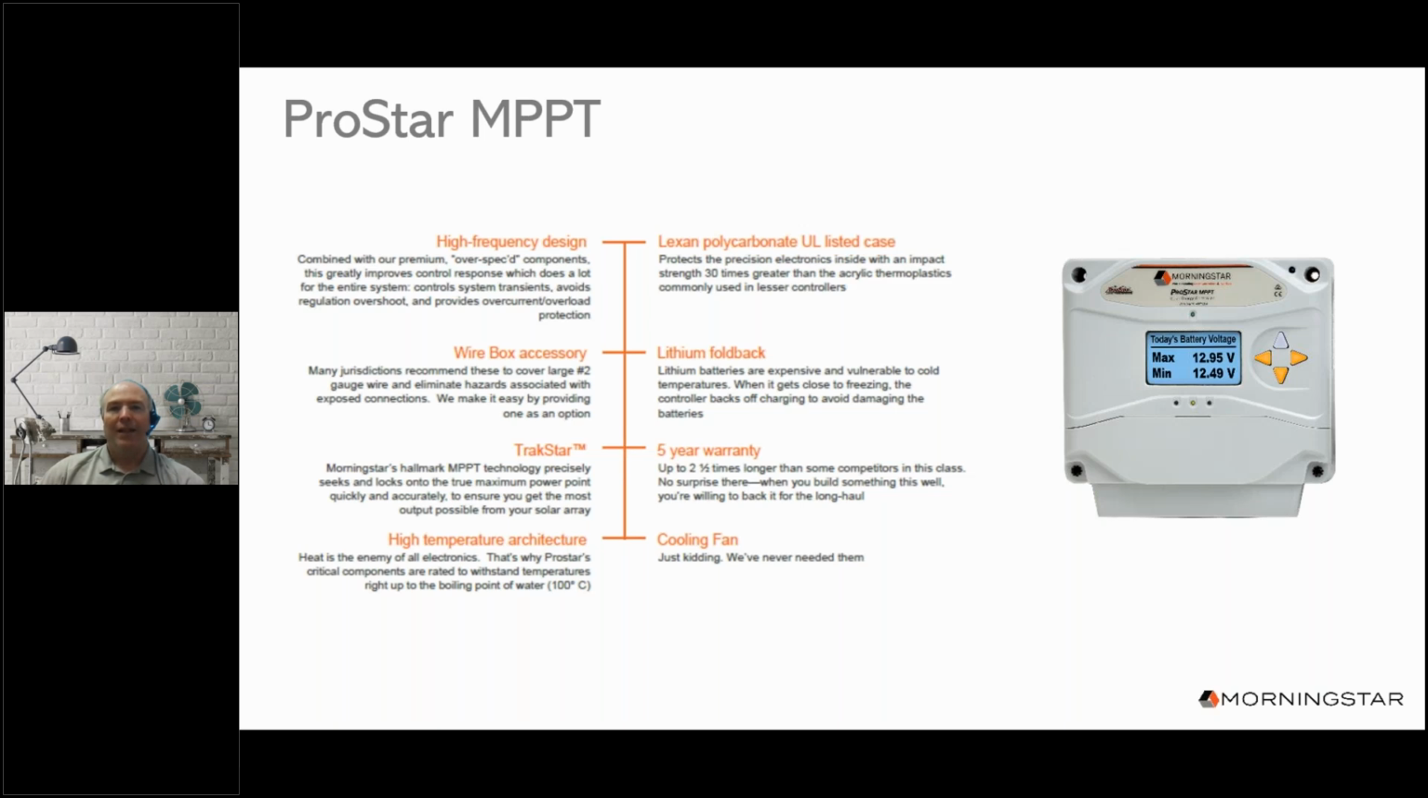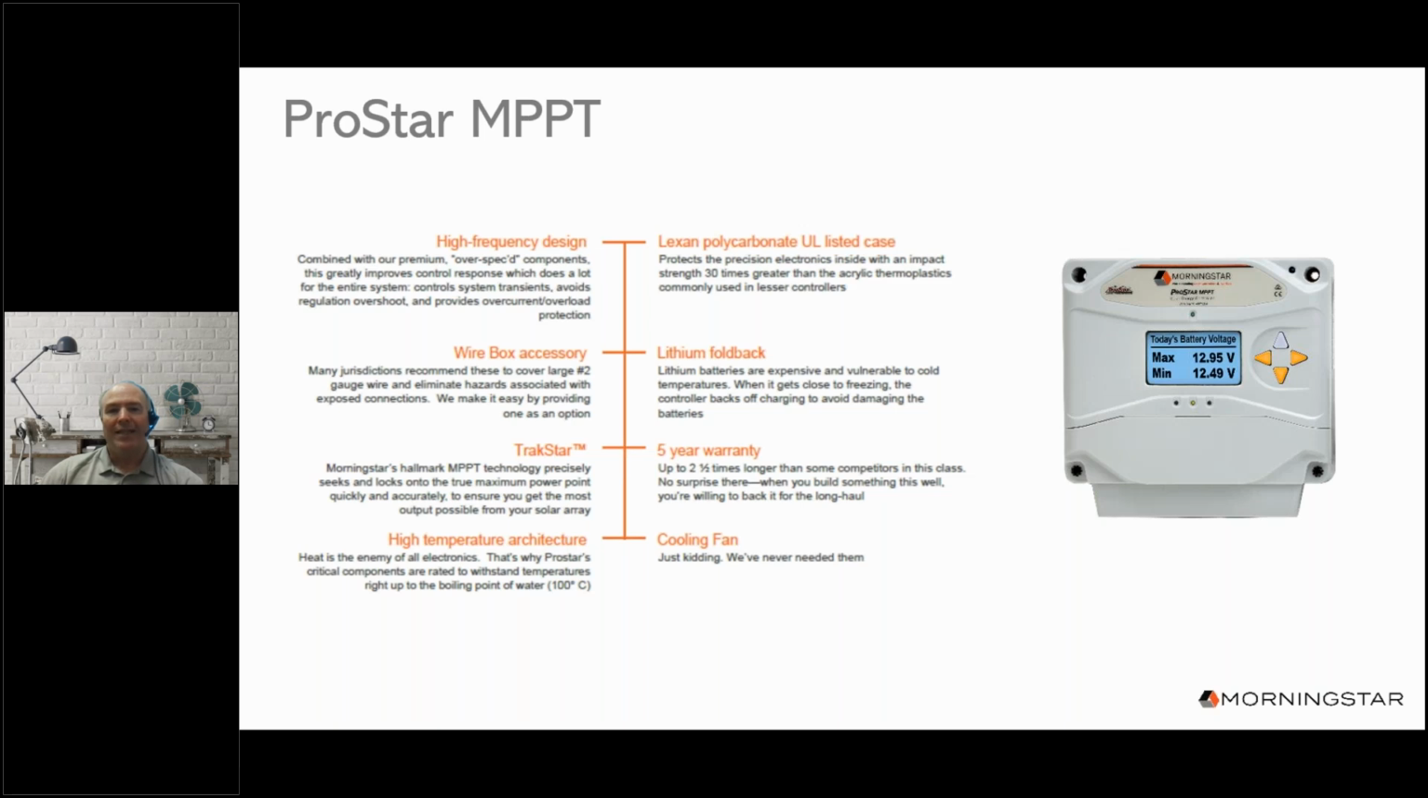Morningstar's TrackStar technology provides industry-leading sweeping speed of the entire IV curve and leads to a higher energy harvest compared to our competitors. Regarding our high-temperature architecture, Morningstar uses a higher grade of copper in our printed circuit boards, higher temperature rated terminals, and 105 degrees Celsius rated capacitors for reliable off-grid operation, even in extreme temperatures. So this all adds up to very long life and high reliability of the electronic components.